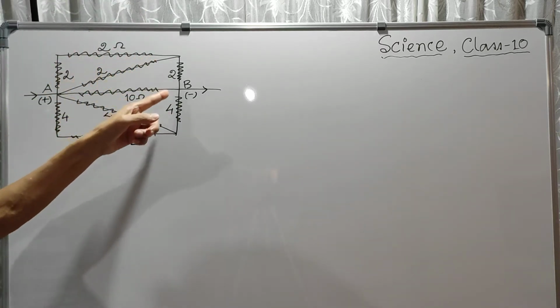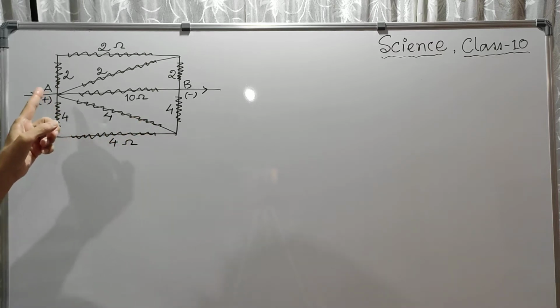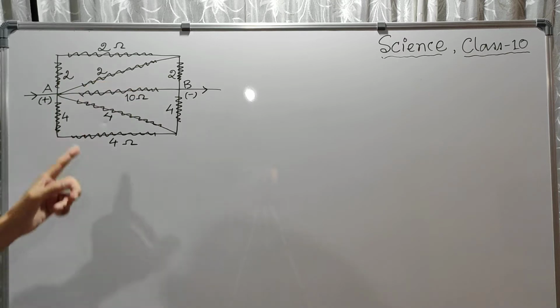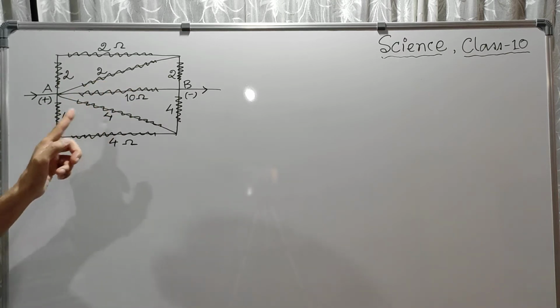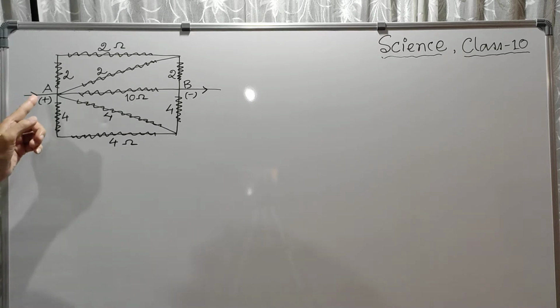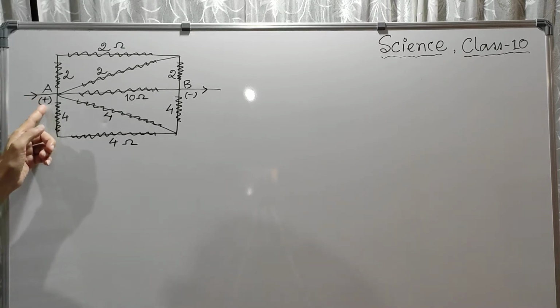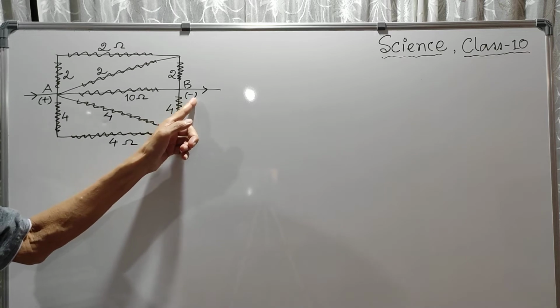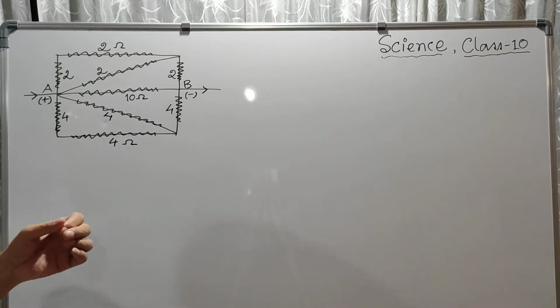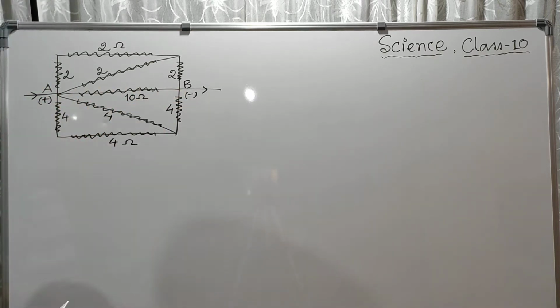Now some resistors are connected in this way. This is 2 ohm, 2 ohm, 2 ohm, 2 ohm. This is 10 ohm, this is 4 ohm, 4 ohm, 4 ohm, 4 ohm. Now this is the entry point of current which is positive, and this is the exit point of current which is negative. Alright. Now the question is, you have to find the equivalent resistance between A and B.